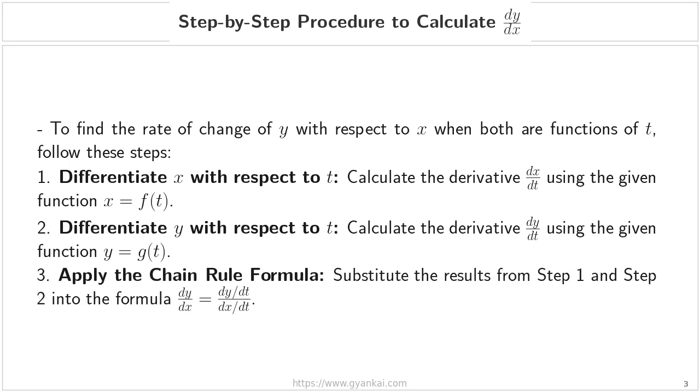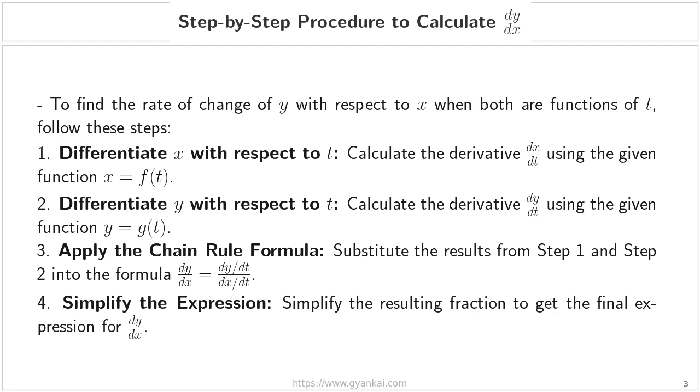Third, we apply the chain rule formula that we discussed earlier. You will take the results from the first 2 steps and substitute them into the formula, where the derivative of y with respect to x is equal to the derivative of y over dt divided by the derivative of x over dt. Fourth, once you have substituted these values, you must simplify the resulting algebraic expression. Simplify the fraction as much as possible to obtain the final, most concise expression for the derivative of y with respect to x.